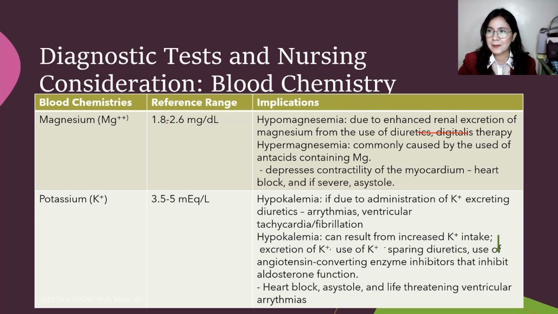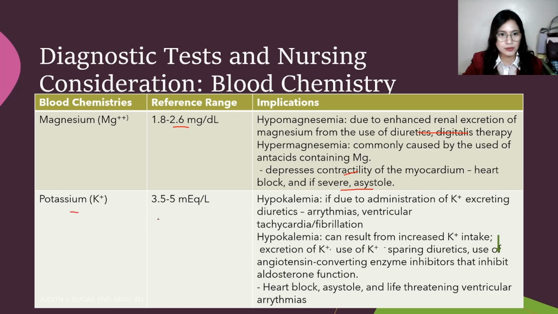So hypermagnesemia, if there is more than the normal measured range, then again this is actually due to depressed contractility of the myocardium, okay, and again, this is commonly caused by the use of antacids containing magnesium. So what happens with the myocardium is that it depresses the contractility, okay. Then if it keeps on happening, then it will become asystole.